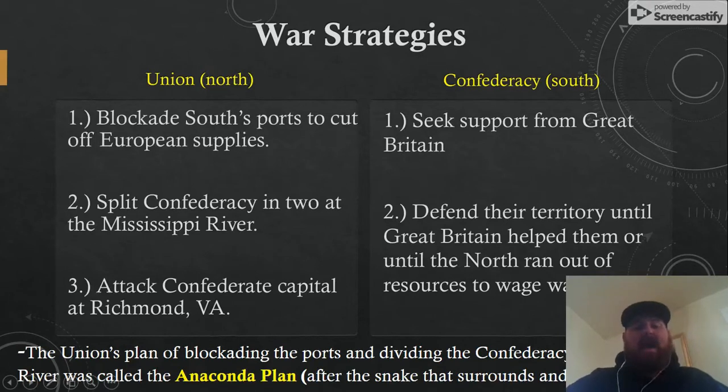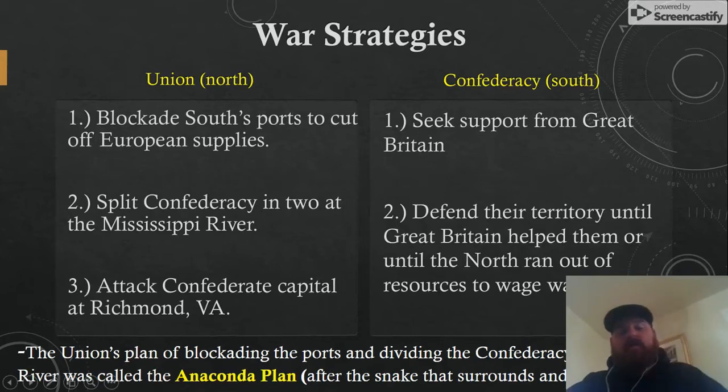The Union, though, they had what was known as the Anaconda Plan. Okay, and so basically, it was a threefold plan to where one, they would blockade the South's ports all around the coast, and that way, Europe, like Great Britain and other European countries, couldn't give them any supplies or anything like that. And then they kind of wanted to choke them out like a snake. That's why it's called the Anaconda Plan. Okay, so they wanted to cut off all their supplies, basically choke them out.